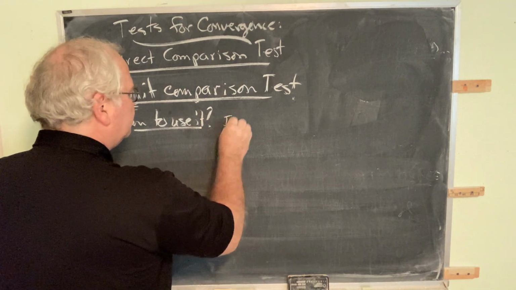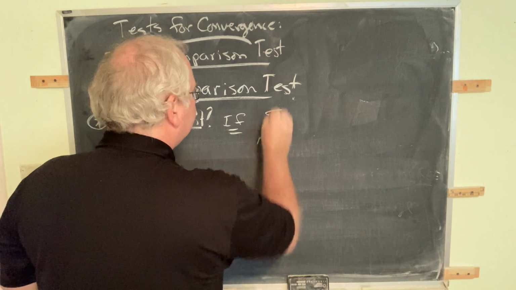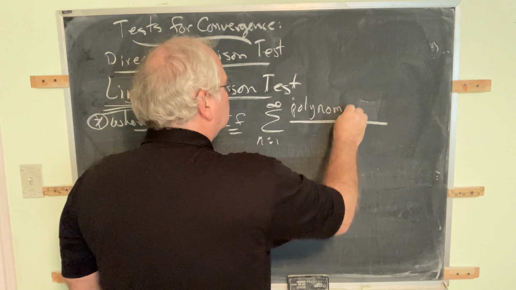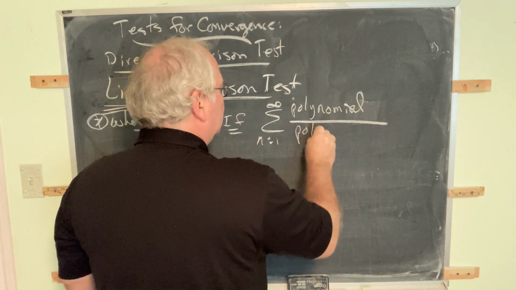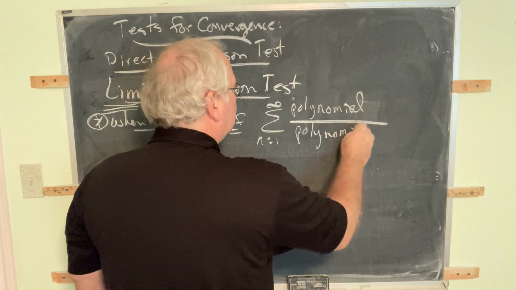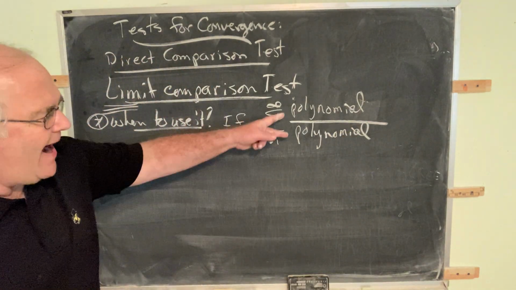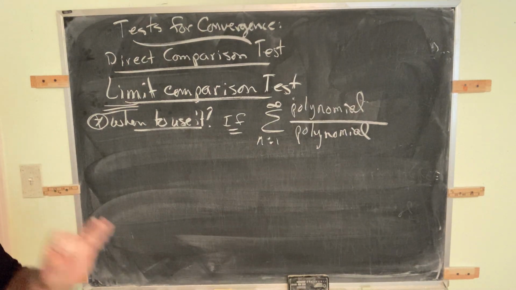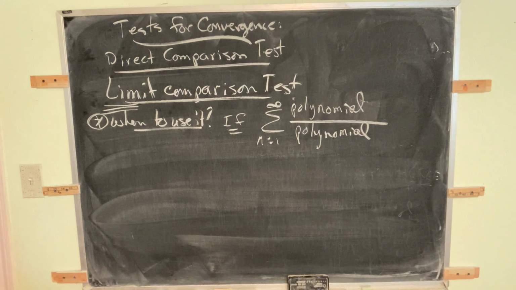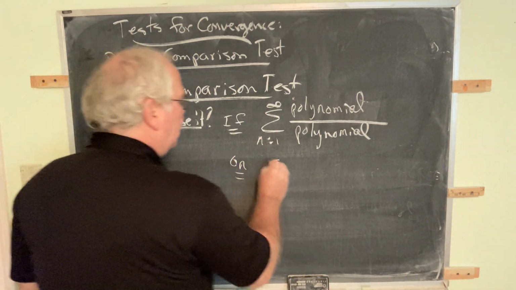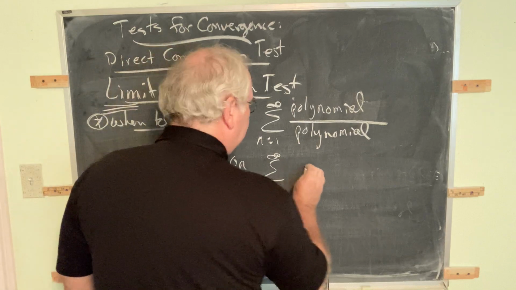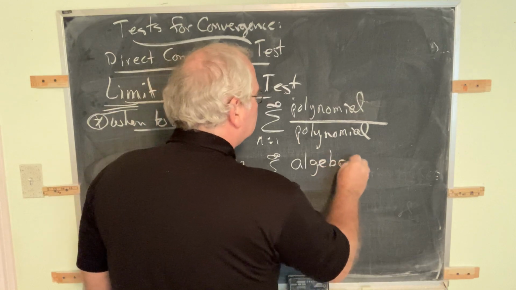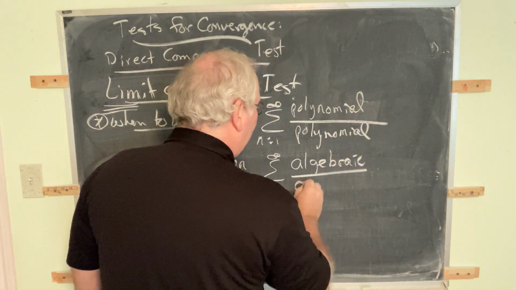This is if you have a polynomial divided by a polynomial. Anytime the series is a fraction of polynomials, the limit comparison test is the ideal tool to use to check for convergence. Or if it is an algebraic expression divided by an algebraic expression.